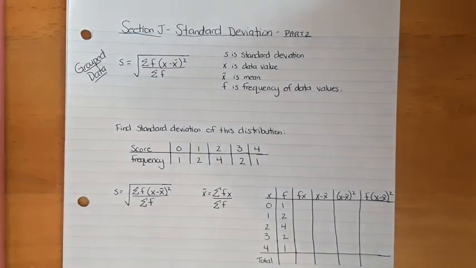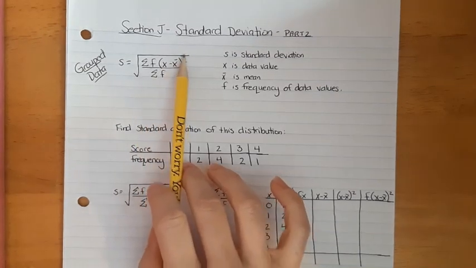So this is the video for section J, the second part of it, on standard deviation. In the previous video, we talked about standard deviation of just your basic groups of data. Now we're going to look specifically at grouped data, so data where you have a number of data points that are all the same, and so we group them together and we end up with a column of frequency.